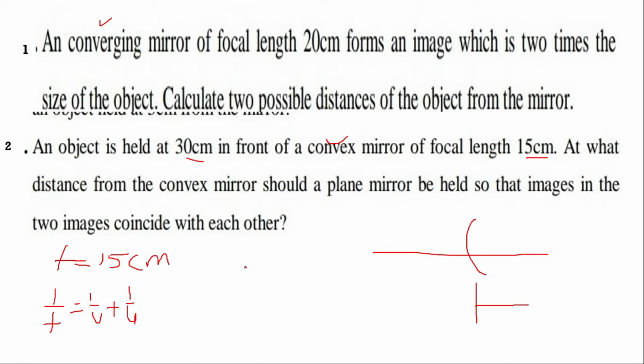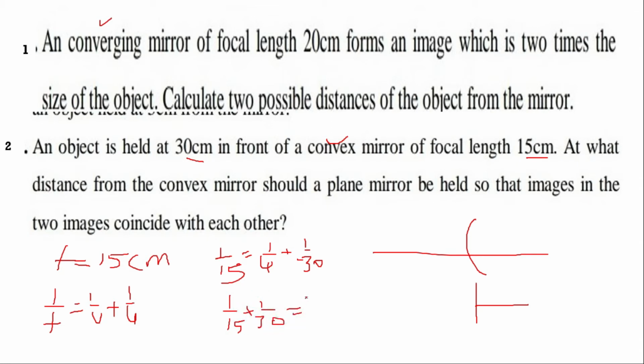So here 1 by f, that means 1 by 15. Focal length is 15. 1 by 15 is equal to, we don't know the position of the image. I'm writing the same, but they are saying that the object is held at 30 centimeters. So the position of the object is minus 30. Hope you understood. Then this 30 will come to this side, 1 by 15 minus 1 by 30.